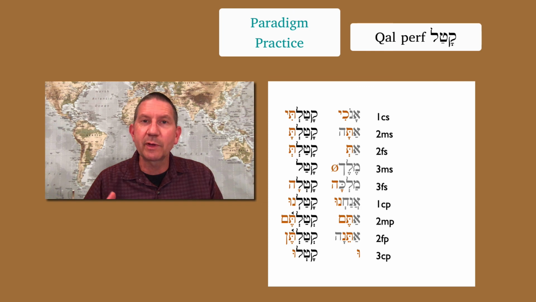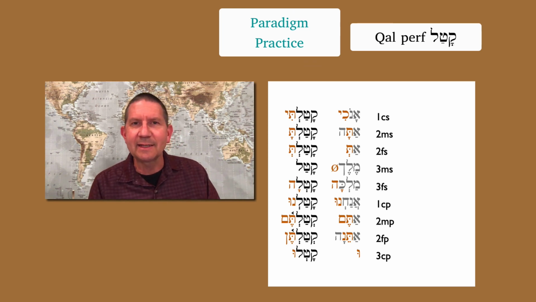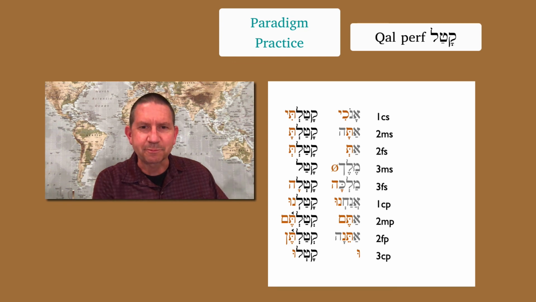So let's run through the paradigm one more time. Let it play in your mind just as part of your review for the day. Anoki katalti et hamaskitot. Ata katalta et hamaskitot. At katalt et hamaskitot. Melek katal et hamaskitot. Malka katala et hamaskitot. Anachnu katalnu et hamaskitot. Atem kataltem et hamaskitot. Atena katalten et hamaskitot. And then simply katalu et hamaskitot.